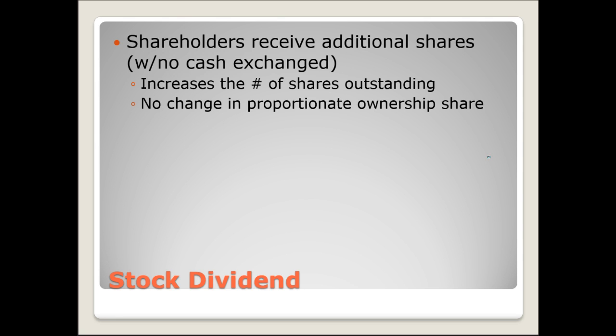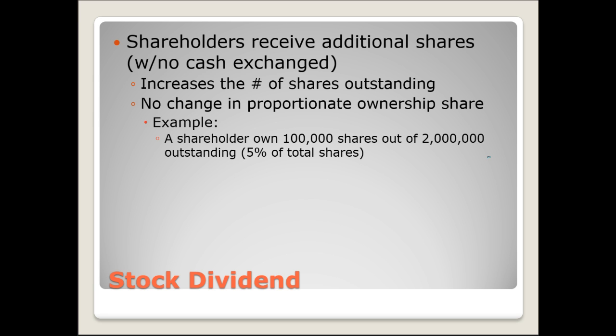Let me explain that with an example. We've got a company, and it has 2 million shares outstanding. There is a big shareholder, one somewhat wealthy person, who owns 100,000 shares of this company. 100,000 shares of the 2 million that are outstanding. That means that person owns 5% of the total shares of that company.